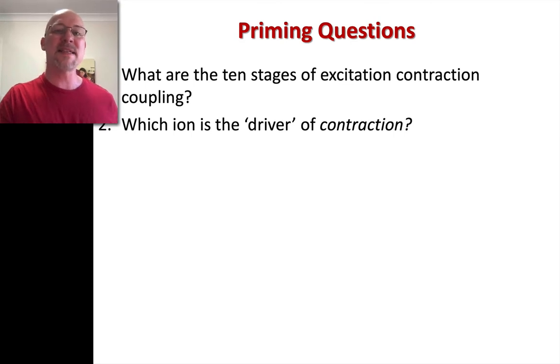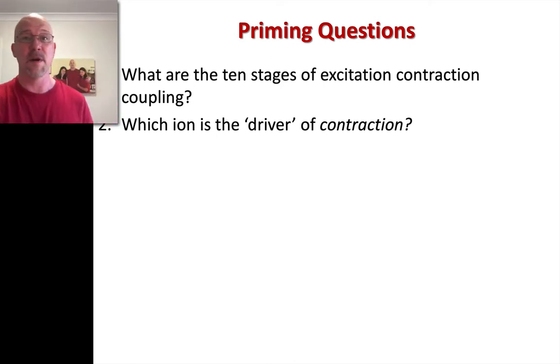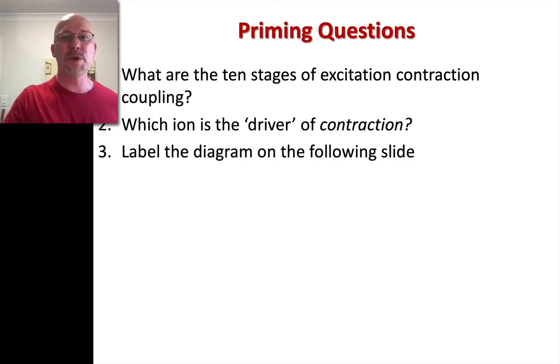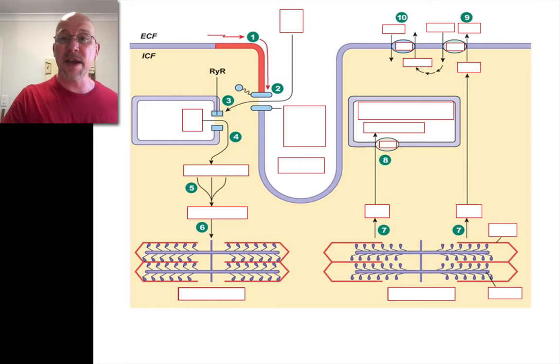So here are the priming questions for us here. What are the 10 stages of excitation contraction coupling? What ion is the driver of contraction? And you should know that from the last lecture. The answer is calcium. And we're going to put a diagram up on the following slide. Basically, I'm going to talk through this diagram in 10 steps, and you'll get an idea of how this all works. So here's the diagram.